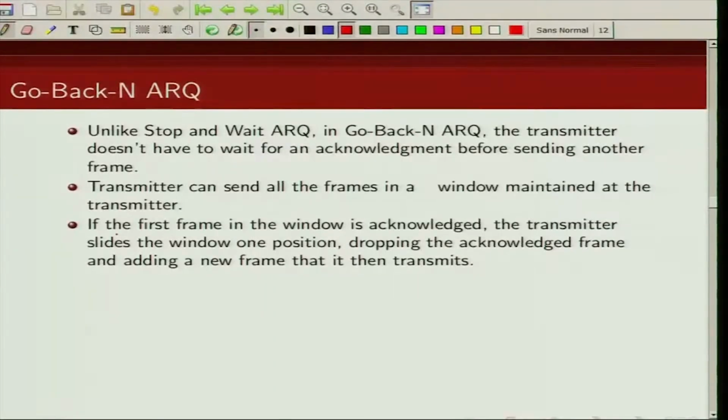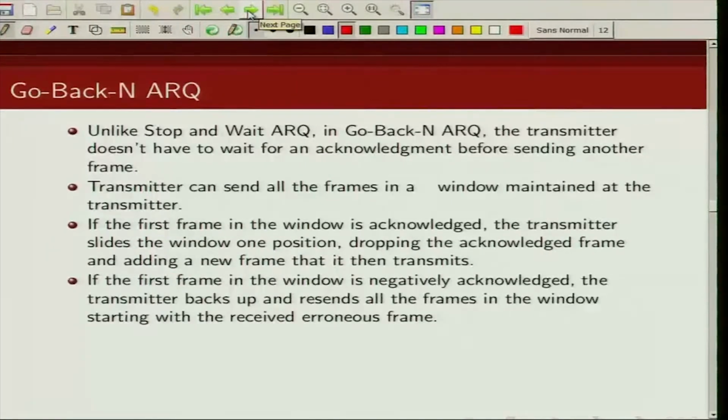Now if the first packet or the first frame in this window is acknowledged to be received correctly, the transmitter slides this window one position, dropping the acknowledged frame and then adding a new frame that is then transmitted.